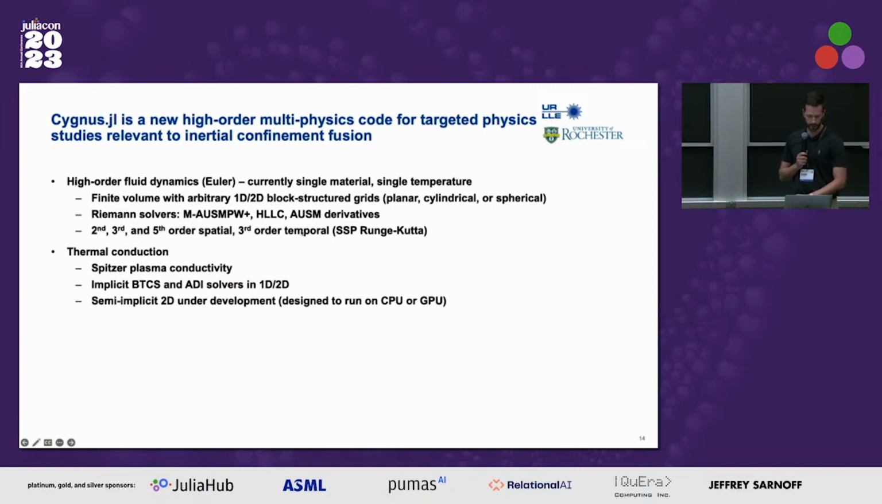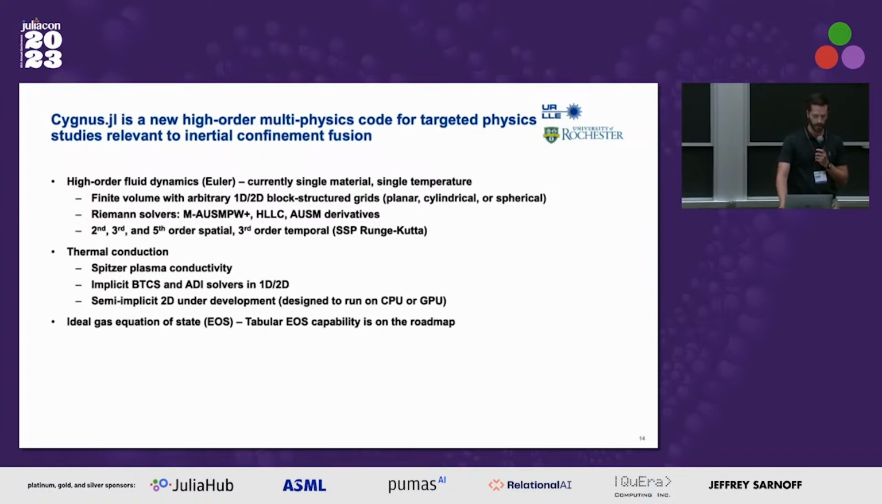For thermal conduction, we assume Spitzer conductivity. We use an implicit solver. There's two different methods. We use a backward in time, central in space, or we have the alternating direction implicit solver for 1D and 2D. And then there is a semi-implicit 2D solver under development, and this is designed to run either on the CPU or GPU. Right now, we assume an ideal gas equation of state, but tabular EOSs are on the roadmap.